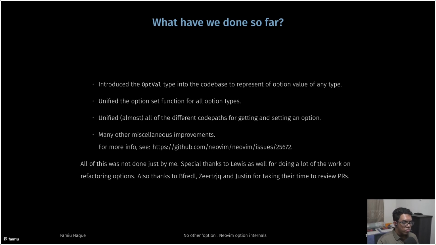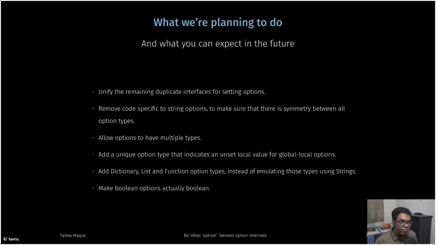Moving on. What we're planning to do. I've showed you guys the roadmap. That's basically what we're planning to do, but I'll talk about it a bit here anyway. What you can expect in the future. So the goal right now is to unify the remaining duplicate interfaces for setting options. So the set string option direct, I want to remove that, and all the other string stuff. Remove code specific to string options. So there are some string specific stuff like free string option, clear string option, and that sort of thing. I want to remove that.